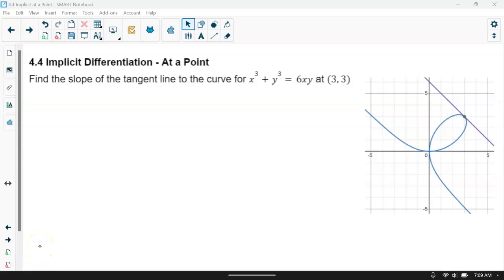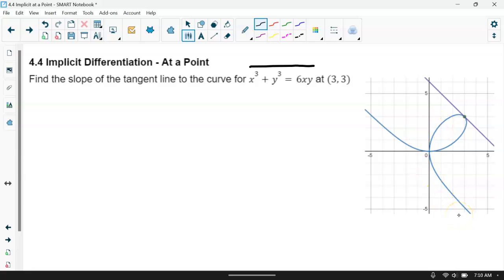So in this lesson, we're continuing our implicit differentiation, but now finding the slope of our tangent line at a given point. Remember, because we're focusing on implicit, for example, this graph here does not represent a function. So this is an implicit equation. Here is the equation of our graph. This is clearly implicit and this graph is not a function.